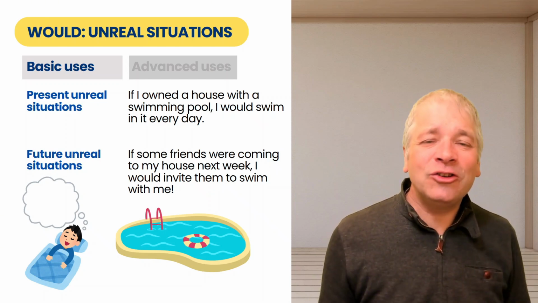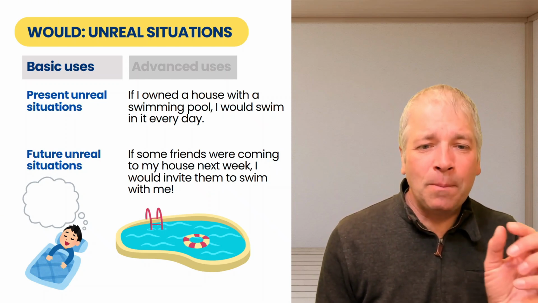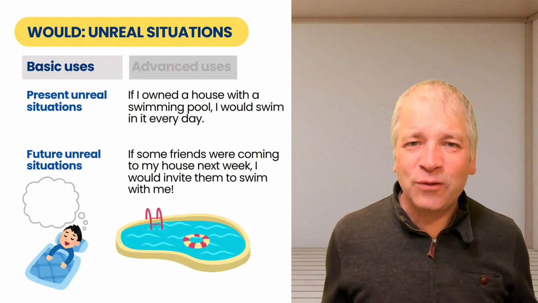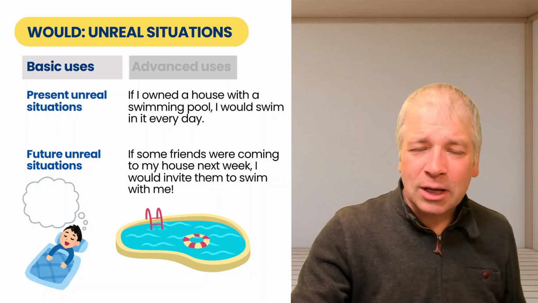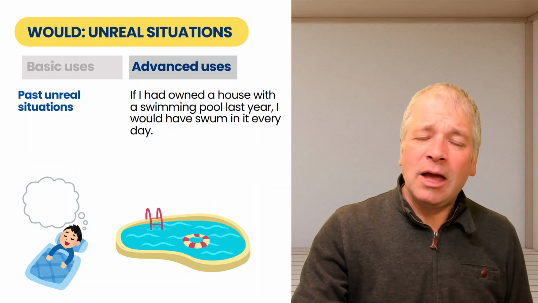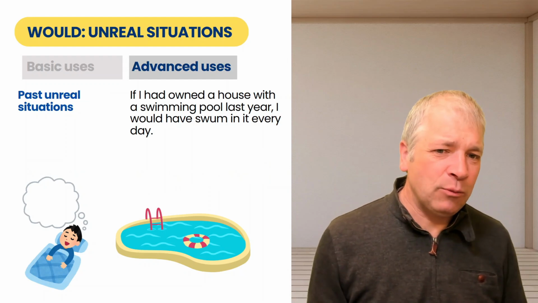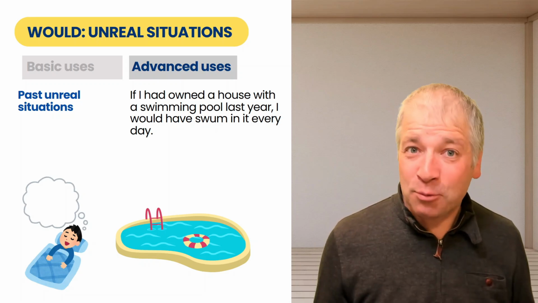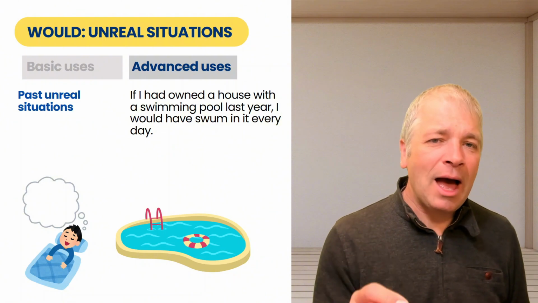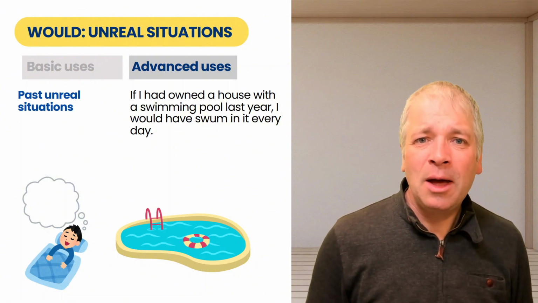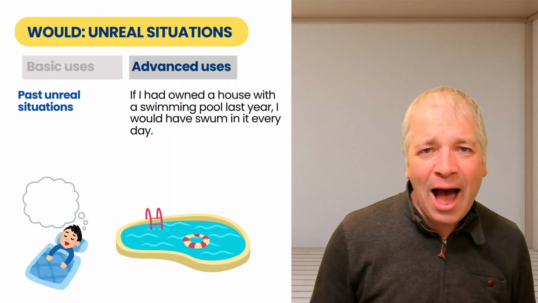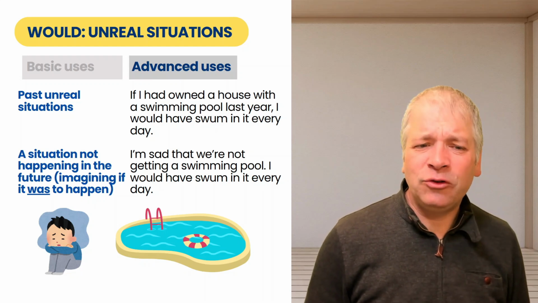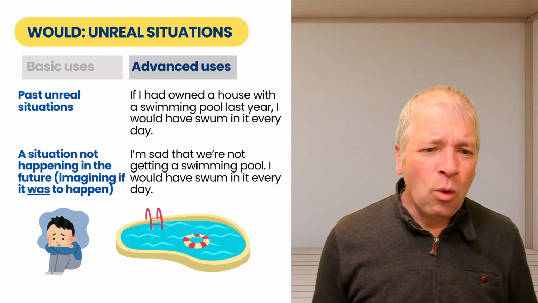It's called the second conditional, where we have an if clause with the past tense in it, and then the second clause where we use would followed by infinitive to show that something is not real in the present or future. If we're looking at past unreal situations, then we'll switch to this. If I had owned a house with a swimming pool last year, I would have swum in it every day. So here we have the past perfect in the if clause, and in the second clause, would with have and then the past participle.